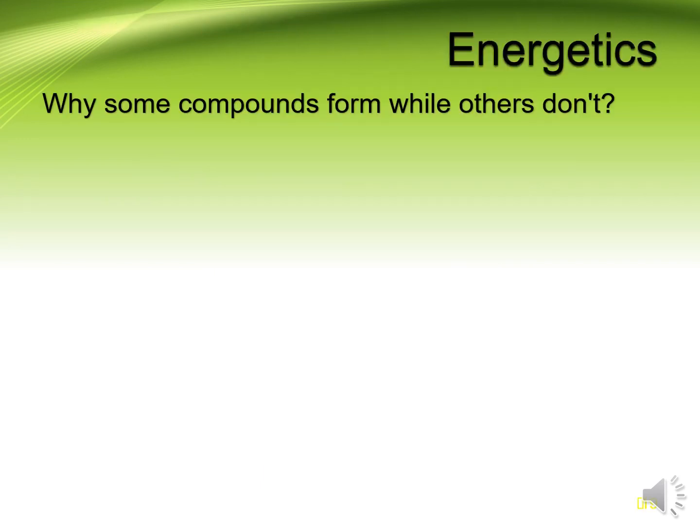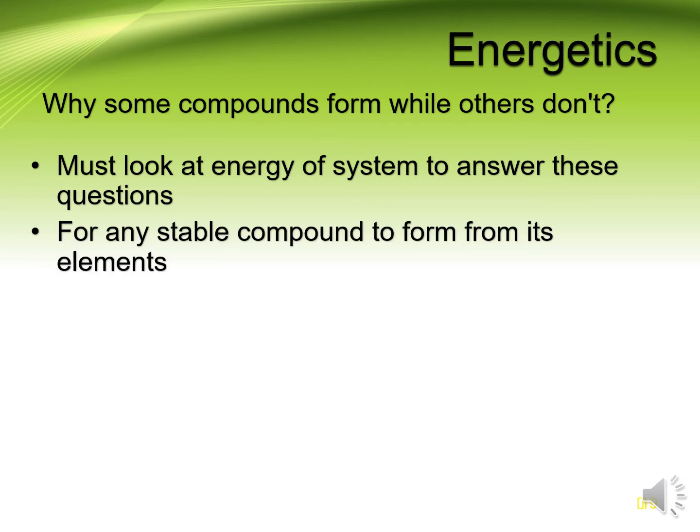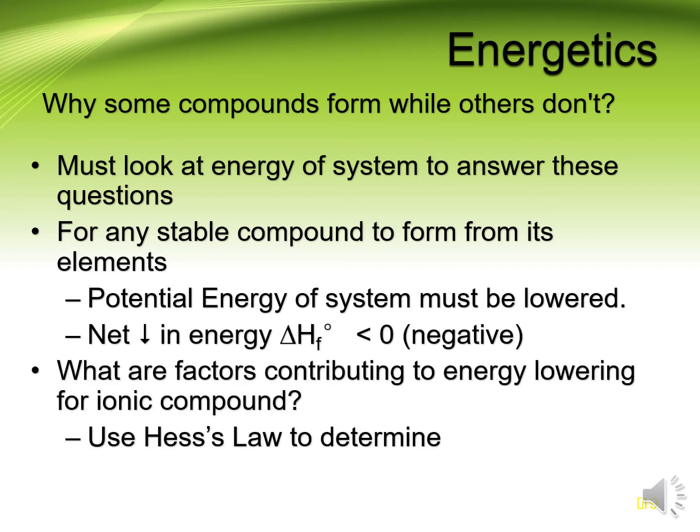Just a simple question for you. Why do some compounds form while others don't? First, to answer this question, we must look at the total energy of the system. For any stable compound to form, we must look at the potential energy and the delta formation of the system. So for any stable compound to form from its elements, the potential energy must be low and the delta formation must be negative. How to determine it? We must apply Hess's law.